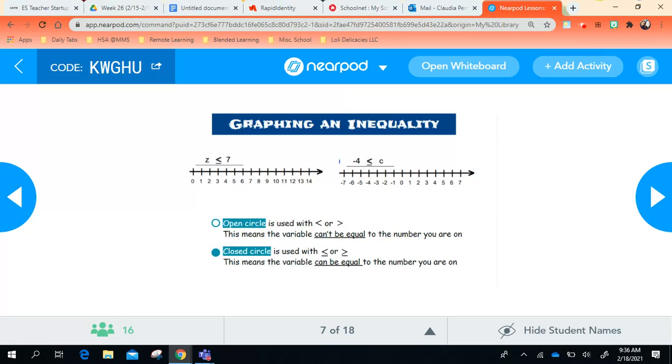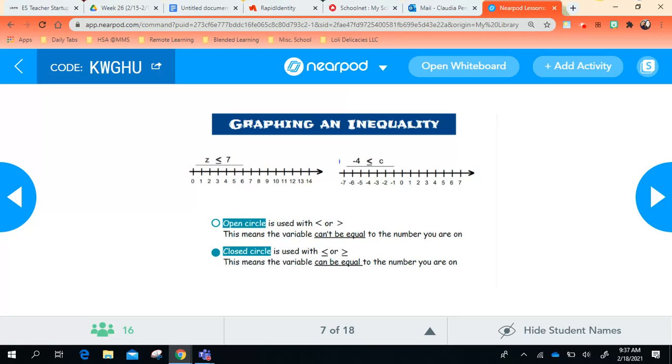Okay, so graphing an inequality. We're going to start real slow. We're going to practice graphing inequality. So I'm going to do these two first with your help, and then we'll move on to you trying some on your own. So the first one says, can someone read it to me? How would you read that? We got to practice reading them.